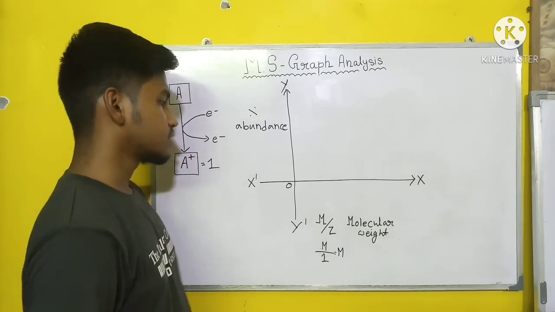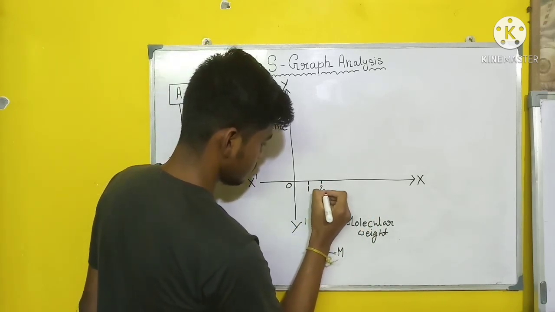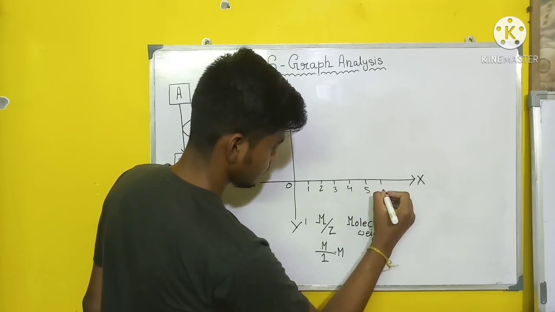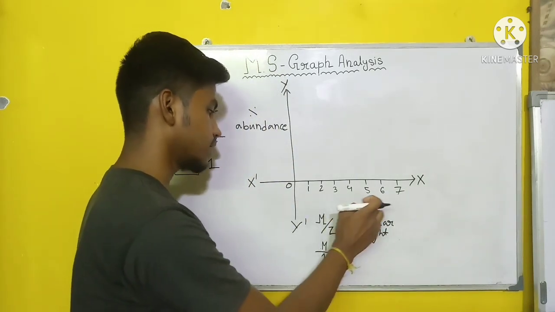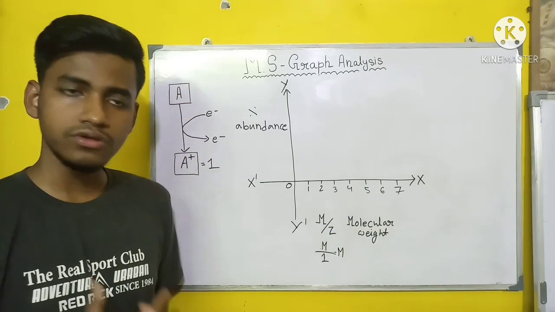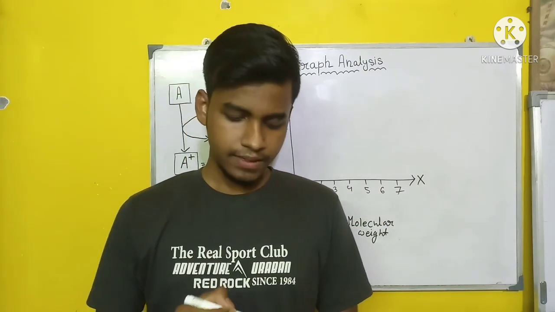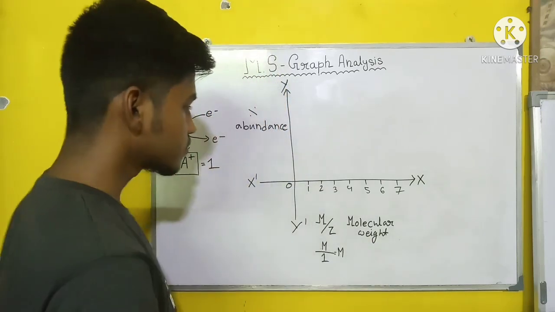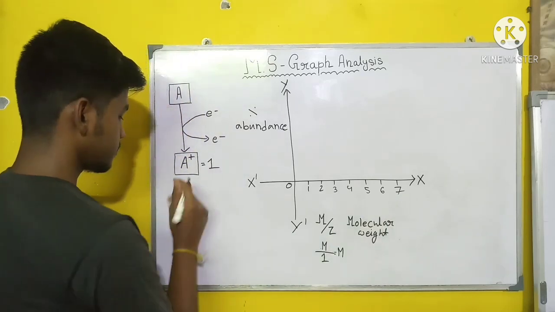Okay guys, now suppose the molecular weight line is 1, 2, 3, 4, 5, 6, 7. It can be 100, 200, 300, 400, 500, 600, 700. It also can be 1000, 2000, 3000, 4000, 5000, 6000, 7000, depending on the molecular weight of the sample that is subjected to mass spectrometry. So suppose this is 1, 2, 3, 4, 5, 6, 7.